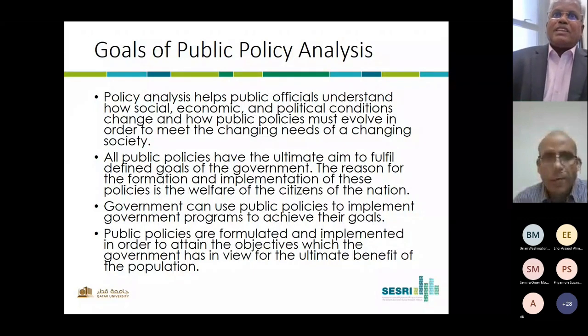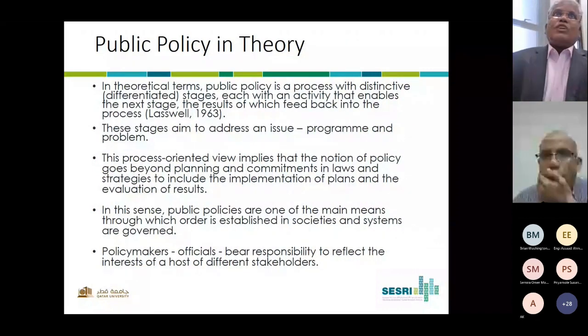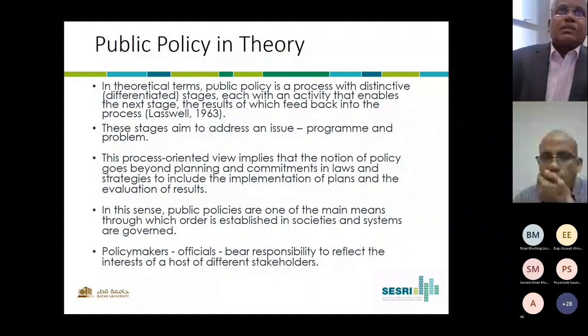Government can use public policies to implement government programs to achieve their goals, policy goals, welfare goals. Public policies are therefore formulated and implemented in order to attain objectives which the government has in view for the ultimate benefit of the population. So if you are looking for a theoretical context for public policy, indeed, we have a theoretical context for public policy.